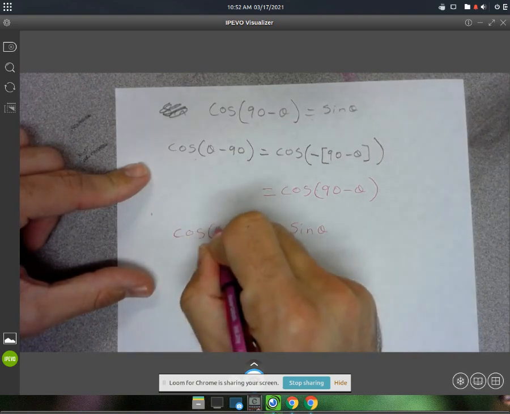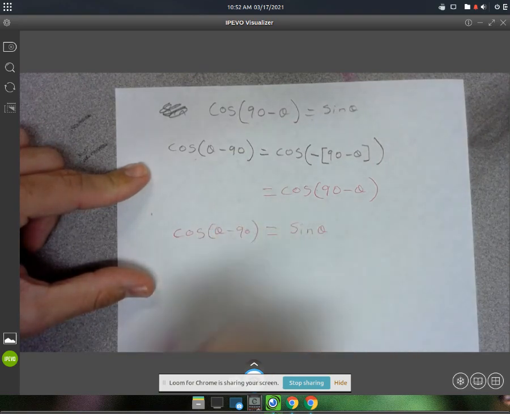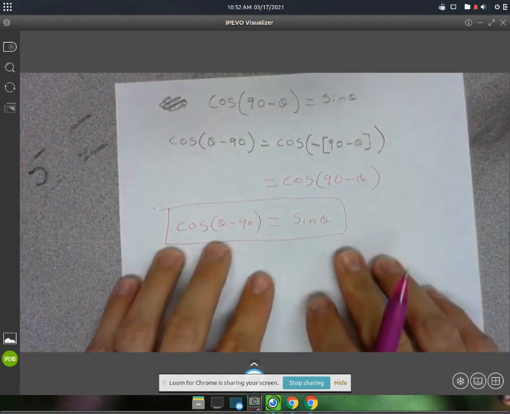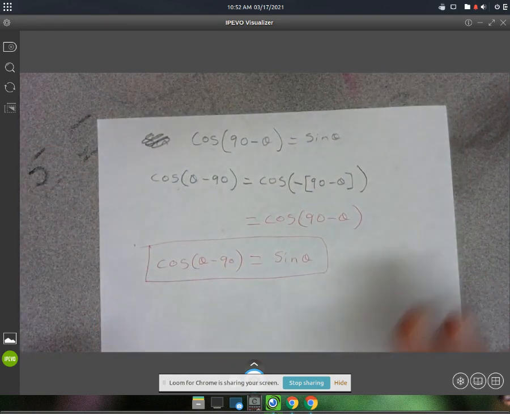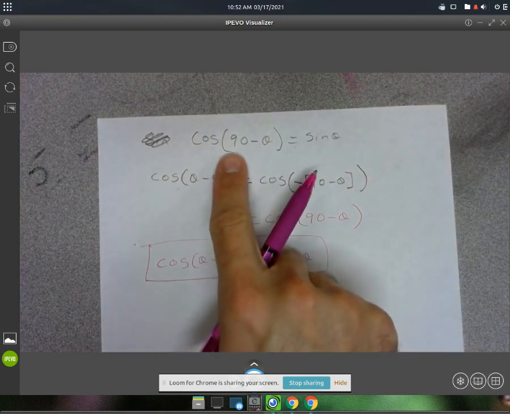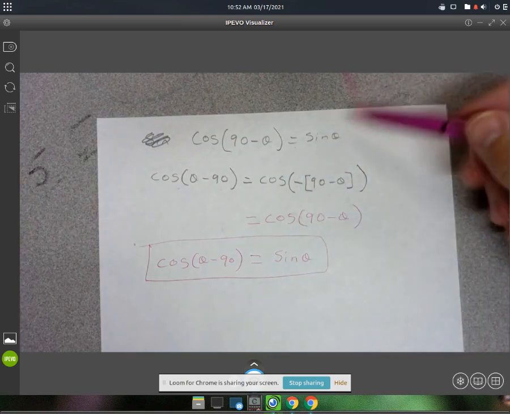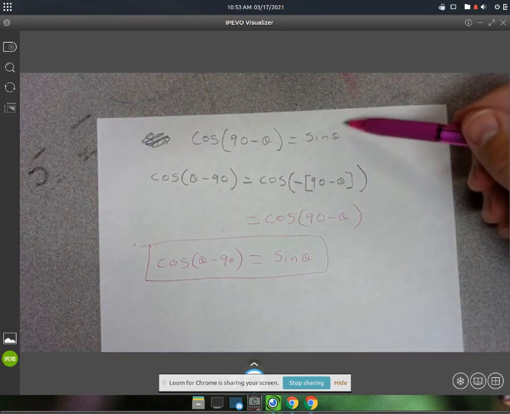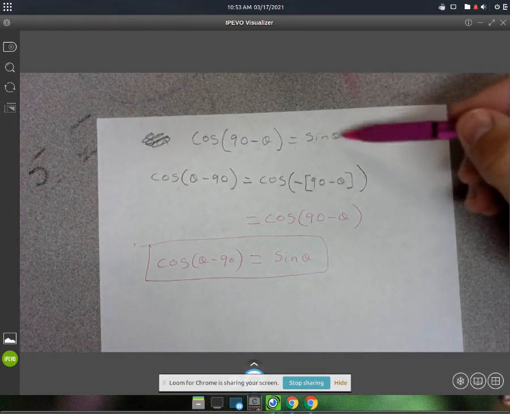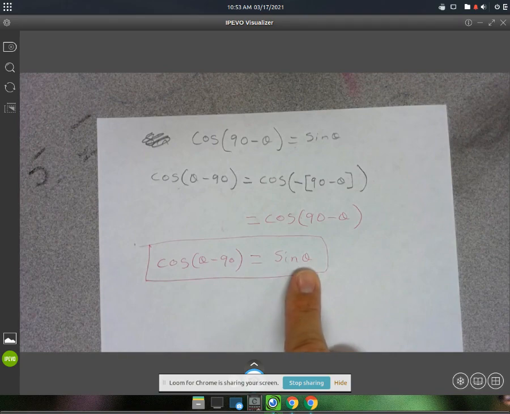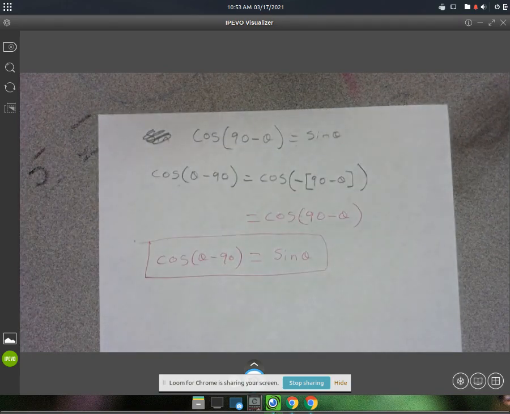Cosine of theta minus 90. There it is. So for cosine, the order doesn't matter here. If you do cosine of 90 minus theta, that's equal to sine of theta. This is that cofunction identity, just thinking in terms of the triangle. But if you switch it around and do theta minus 90, you end up with the same answer. All right. So we got that one too.